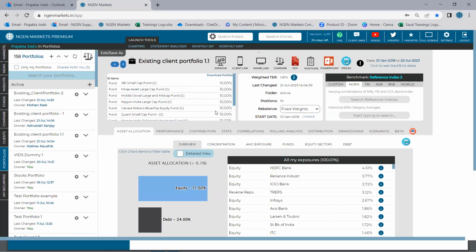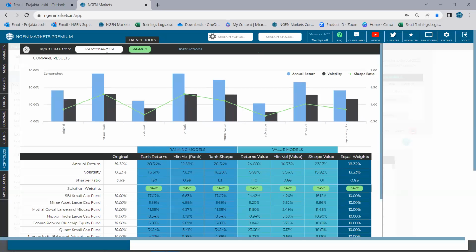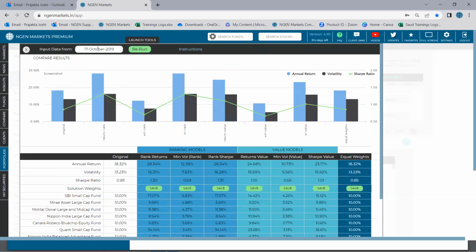It's an equal weighted portfolio. All of the 10 components in the portfolio are given an equal weightage. Now let's optimize this on the basis of two models. First, I'm going to click on improve. When I click on improve, this will run an optimization function from the start period, which is the minimum common start period of all the components taken together in the portfolio. We can see that the youngest fund in this portfolio was launched on 17th of October 2019, and therefore this model is running from that particular date.